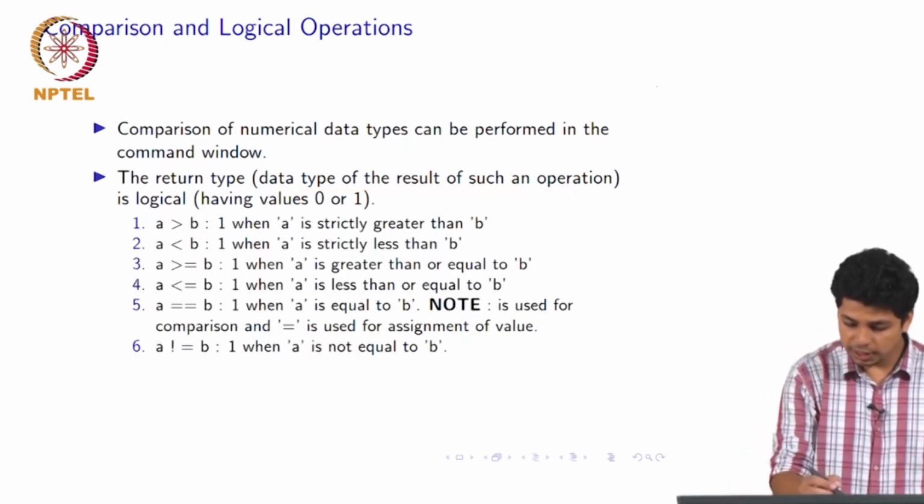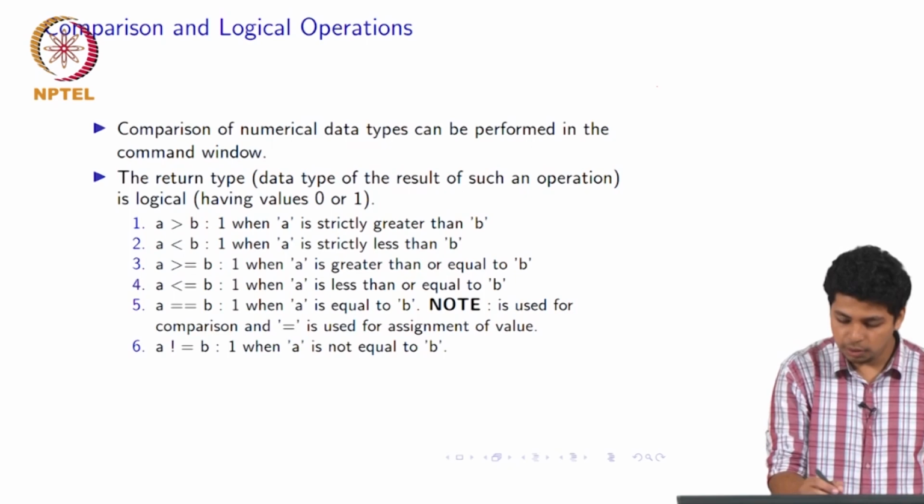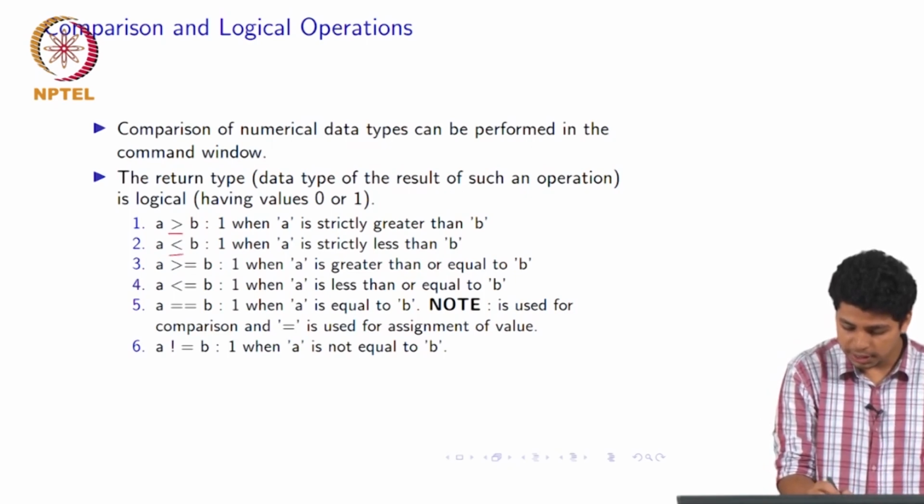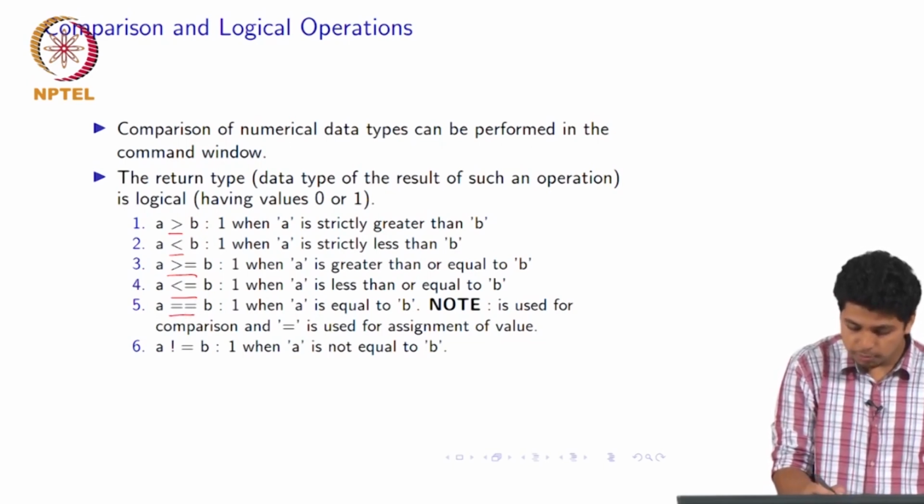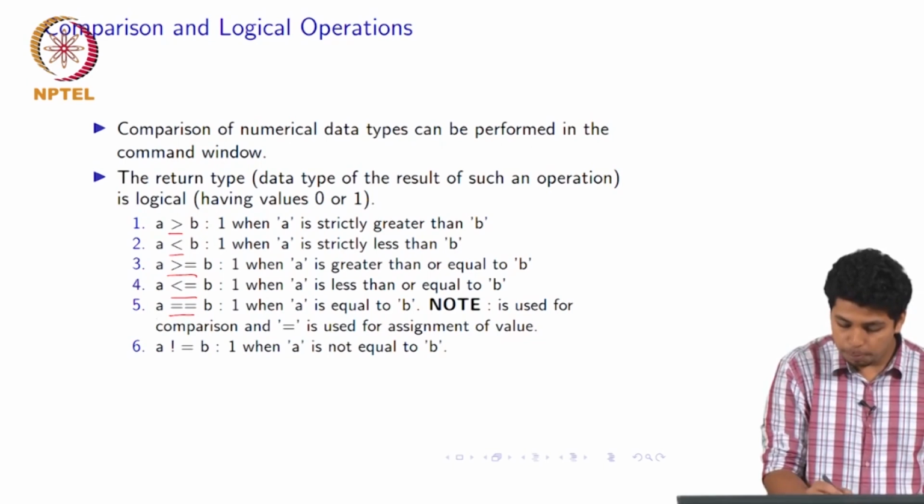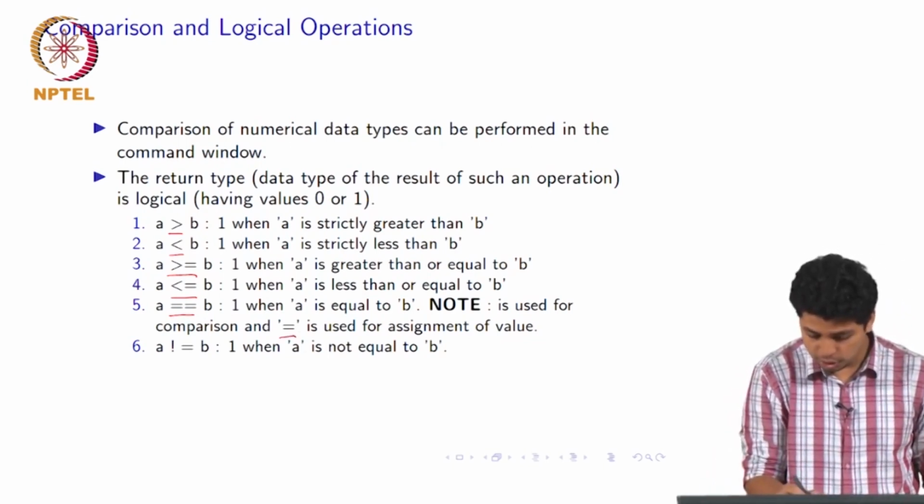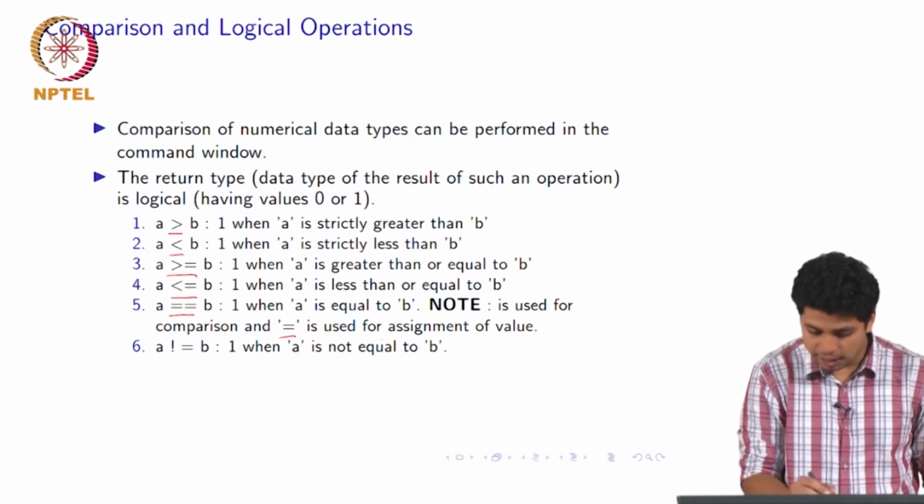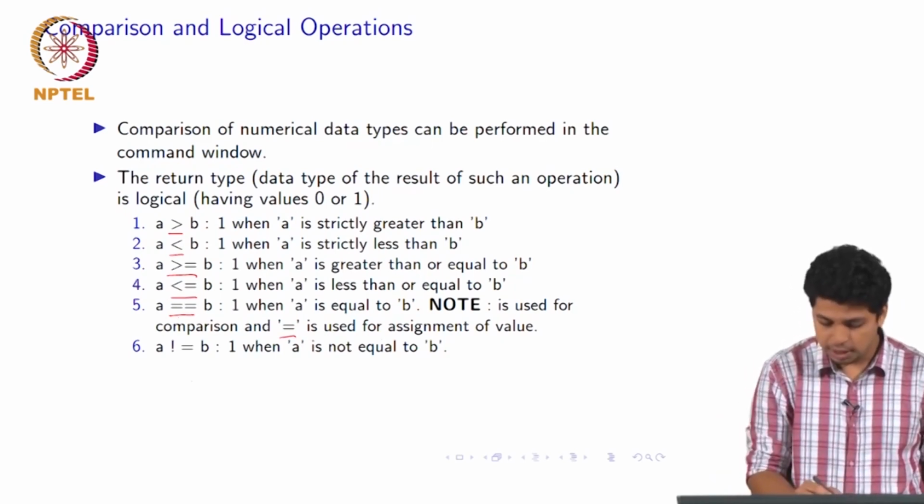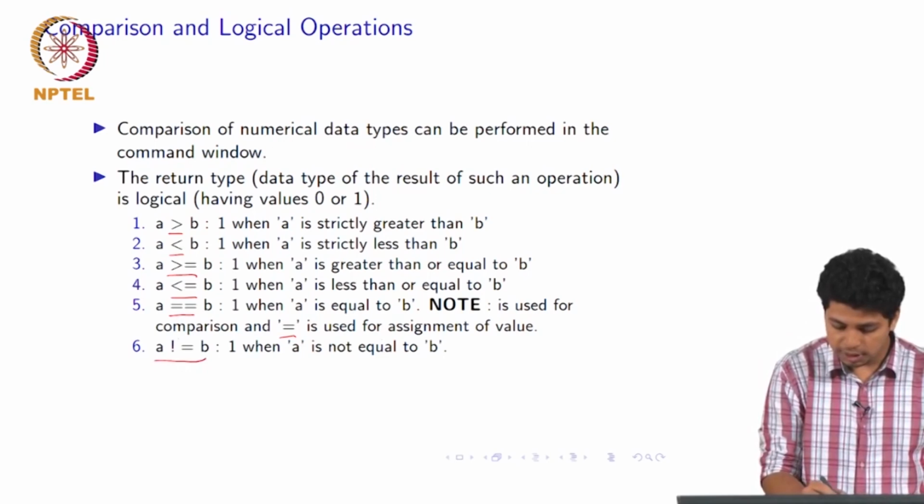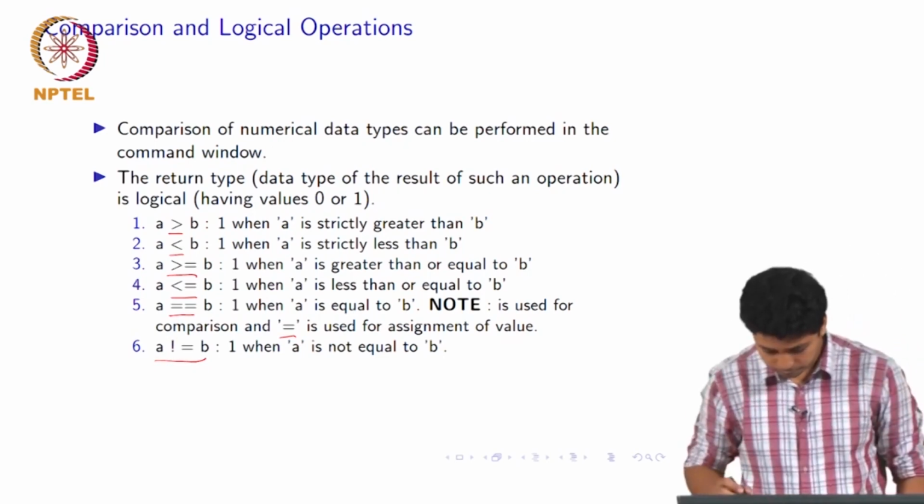These are the different kinds of comparison operations that you can do: strictly greater than, strictly less than, greater than or equal to, less than or equal to. Then we use the equal to symbol 2 times to compare if two numbers are equal. If only one equal to symbol is used, it means assignment, and if two are used, it means comparison. And then A not equal to B, where this exclamation mark means not.